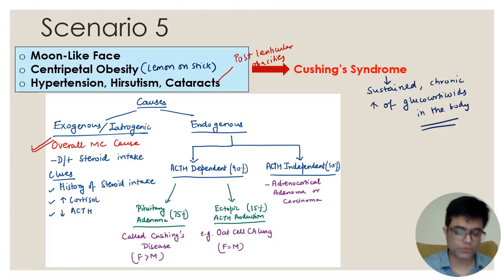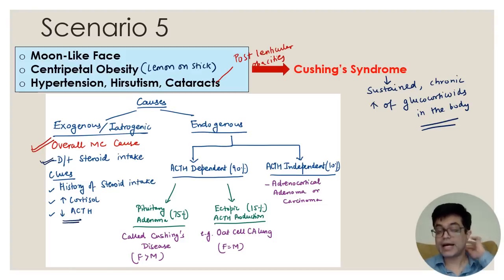Look at this chart. This is the overall most common cause. And from where will the steroids be coming? From steroid intake. For example, for any inflammatory condition, or any renal condition like nephrotic syndrome, if you are giving steroids, that is going to cause Cushing syndrome in the patient. The clue that it is exogenous steroid will be a history of steroid intake due to an underlying inflammatory disorder. There will be elevated circulating cortisol levels, but the ACTH levels will be suppressed in the patient. That will be the clue.